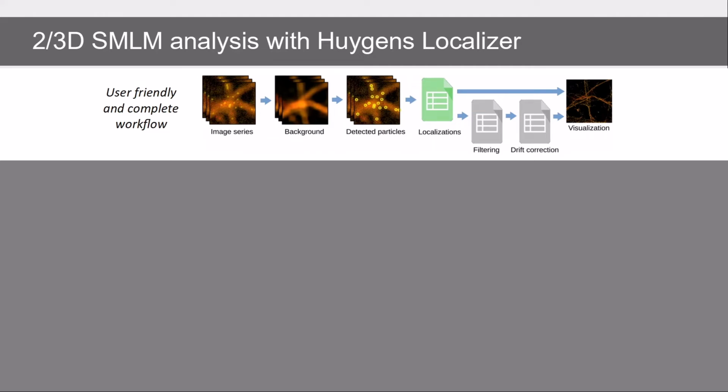We have a brand new tool in the localizer, but first I'll give a short recap of what the localizer does. The localizer is used for single molecule localization microscopy. Here we have a time series with particles lighting up in each image. We find these particles as localizations and store them in a table. You can process the localizations or visualize them in a single higher resolution image.